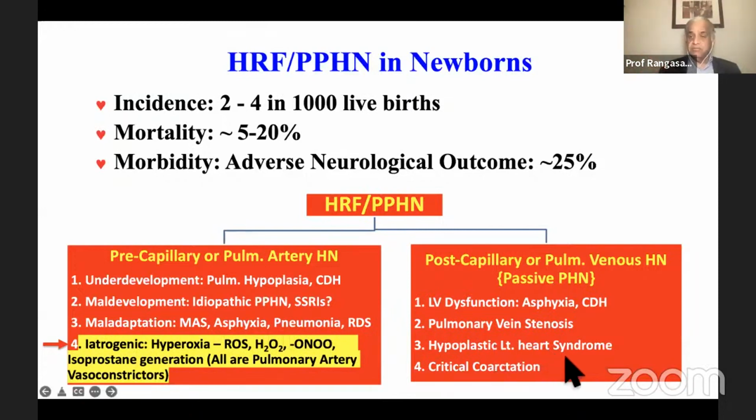Hypoplastic left heart syndrome, critical coarctation, mitral stenosis, any obstructive lesion on the left side will increase the pressure in the left atrium and pulmonary veins, and produce pulmonary venous congestion and pulmonary venous hypertension, or passive pulmonary hypertension. If you use vasodilators in this case, for example nitric oxide, they're going to get worse, because you're going to increase blood flow into the lung and it cannot get out through the pulmonary veins into the left side of the heart. So be very, very careful using vasodilators in babies with passive pulmonary hypertension.